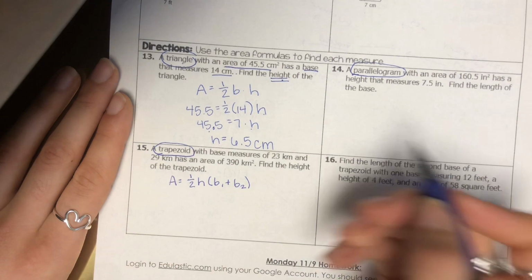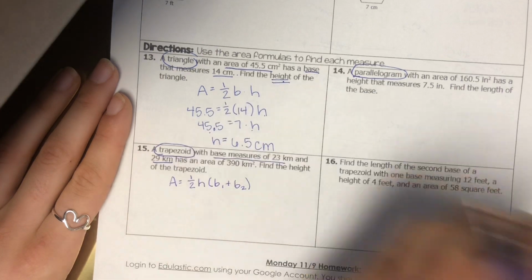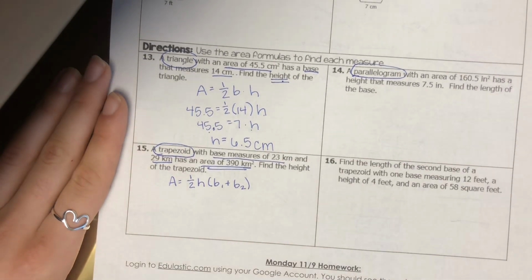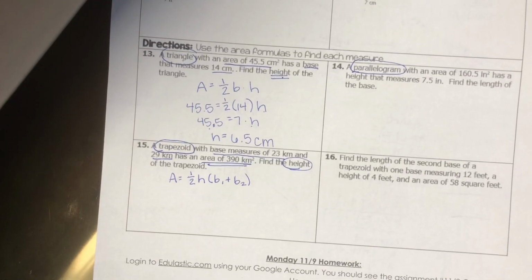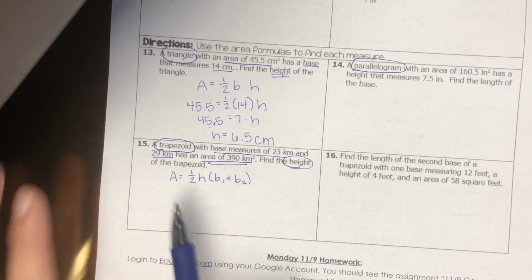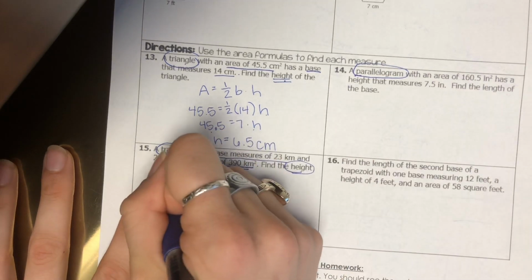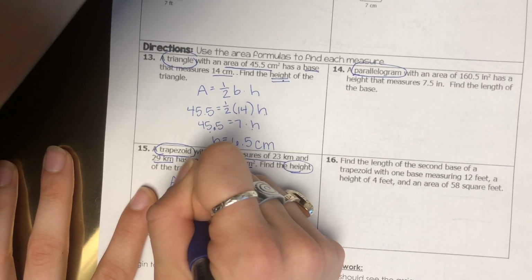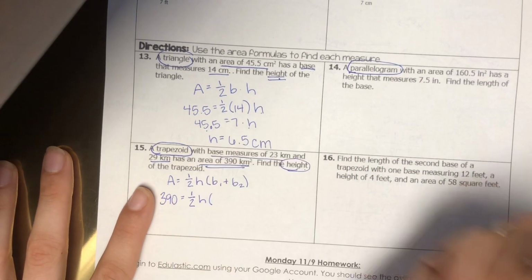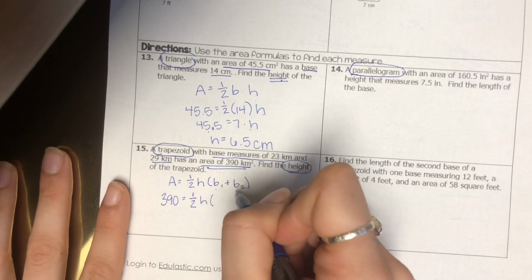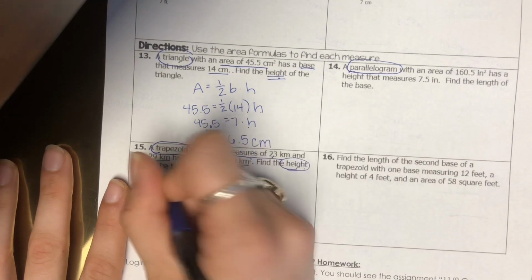So a trapezoid with bases that measure 23 kilometers and 29 kilometers has an area of 390 square kilometers. Find the height of the trapezoid. So once again, we're looking for h, and we have numbers that we can plug in for all of my variables here. So the area is 390, so we'll plug that in for A, equals 1/2. We're looking for h, so we're going to leave the h in there, times my base plus my base. So we have the first base of 23 plus the second base of 29.